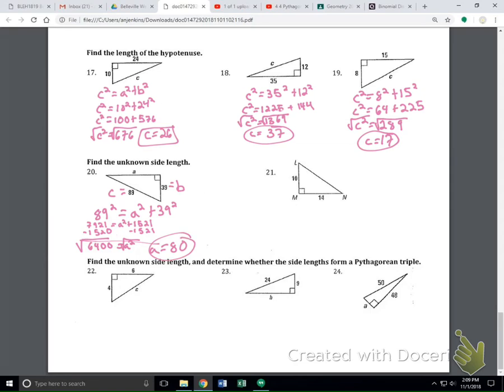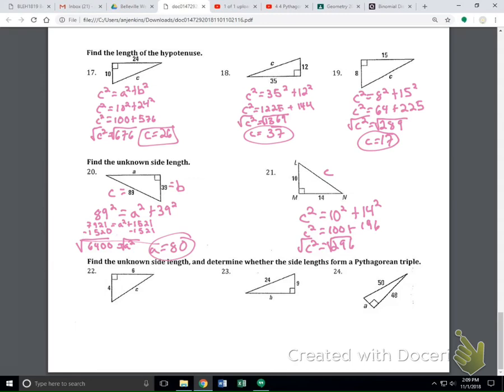We are again looking for C on this one because we see that the hypotenuse is what's missing. So C squared equals 10 squared plus 14 squared. C squared equals 100 plus what's 14 squared? 196. We end up with C squared equals 296. We got to square root both sides.